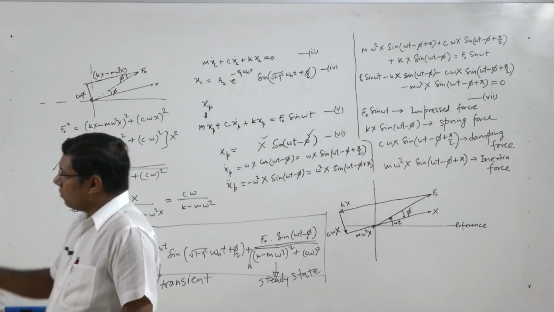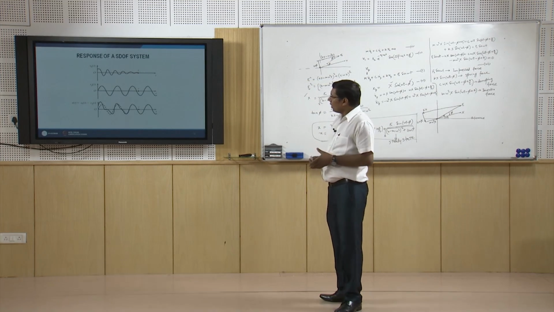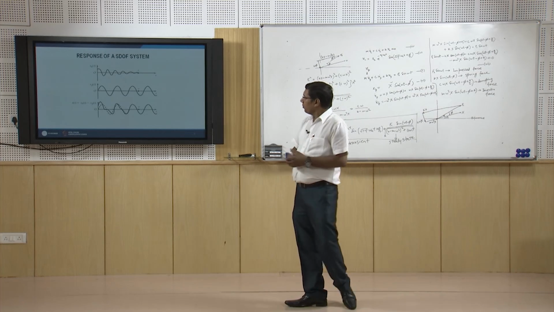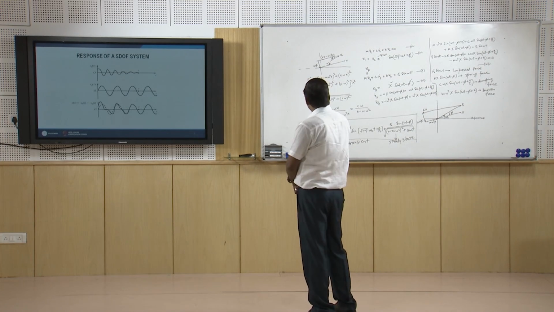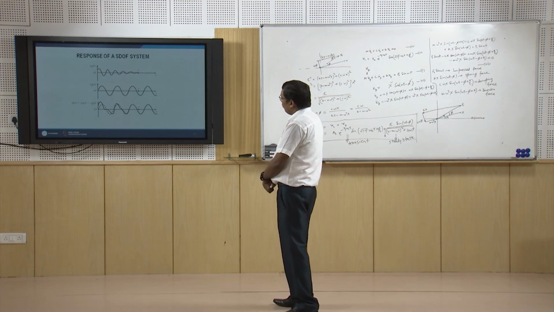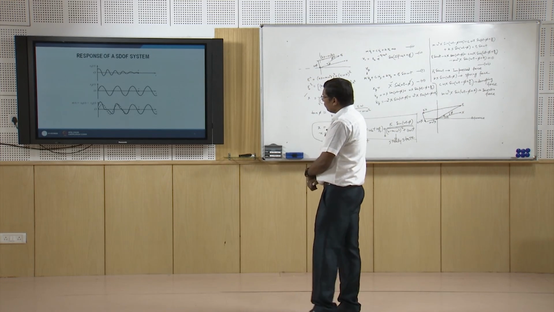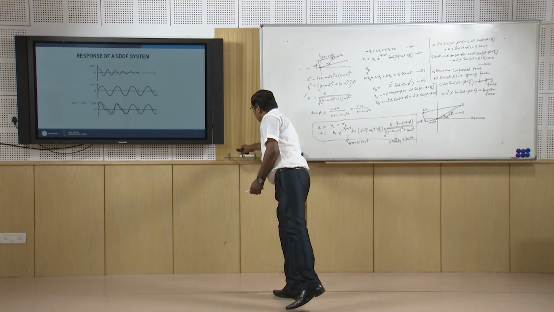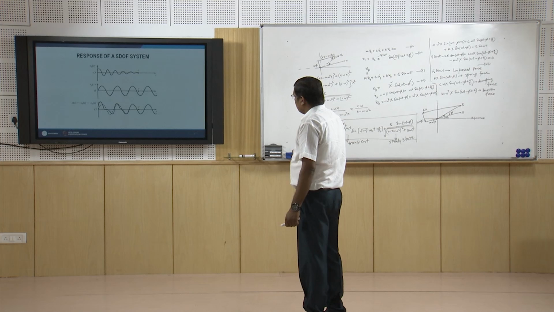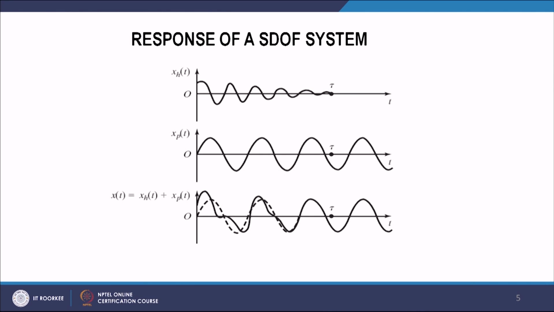So we can show the response of a single degree of freedom system. Here we see that the first part is showing the complementary function xc or xh. It is going to decay with time, like free vibration. And this is the particular integral part that is harmonic, sinusoidal, so it continues with time. The complete response is the superposition of the two.